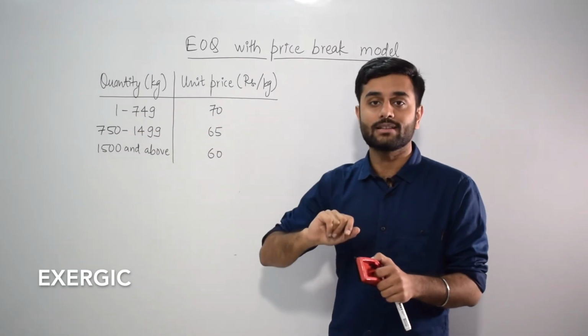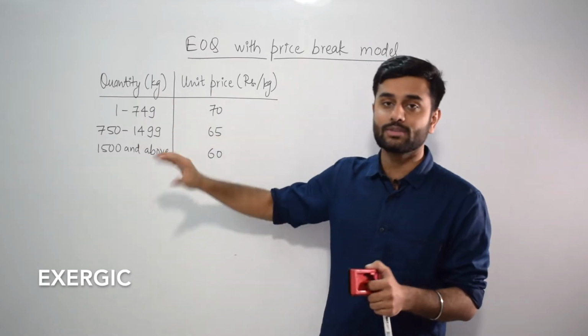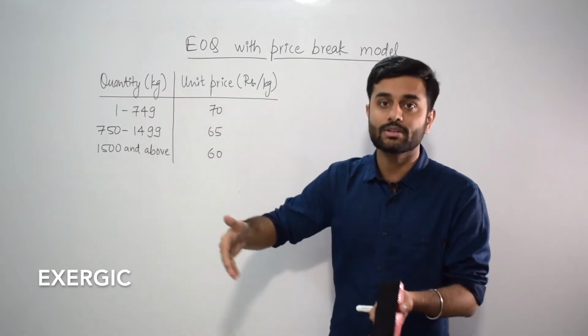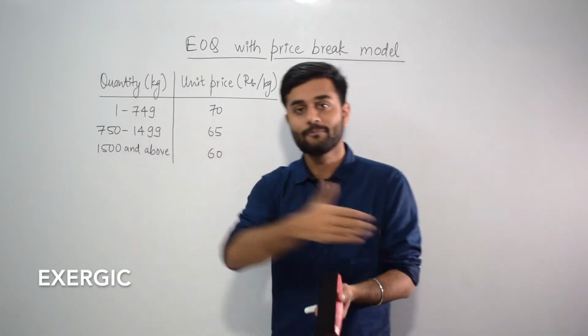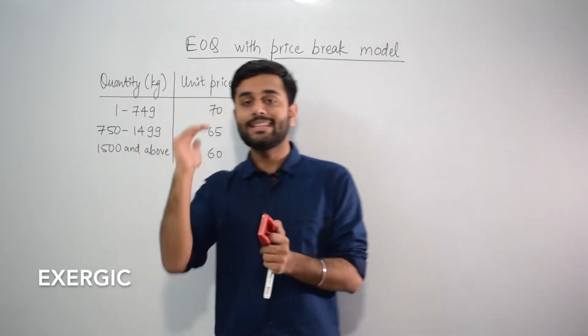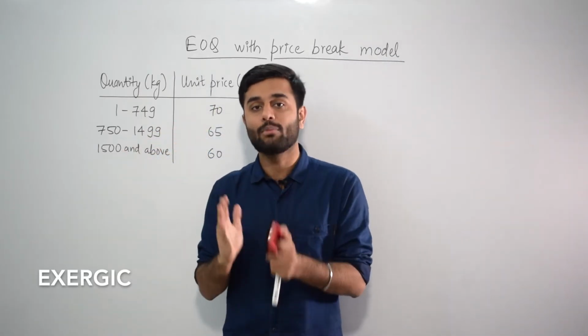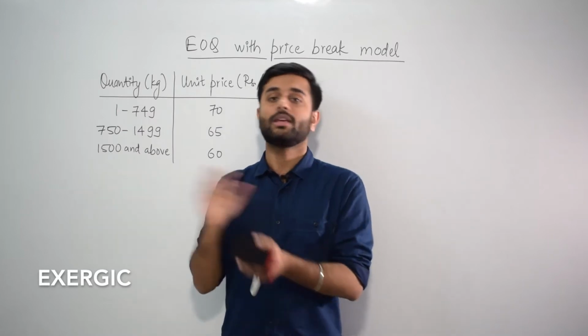When quantities are changing, right? So you have 3 different price breaks, you can say, or 3 different price slabs, you can say. You have just 2 breaks here. We will talk about that later. So these are the price slab model or price break model of EOQ.